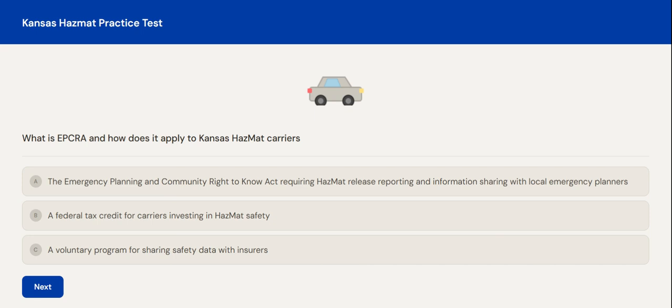Let's move on. What is EPCRA and how does it apply to Kansas hazmat carriers? A law requiring release reporting and info sharing with local planners. It provides transparency so that emergency responders know the risks present in their jurisdiction.